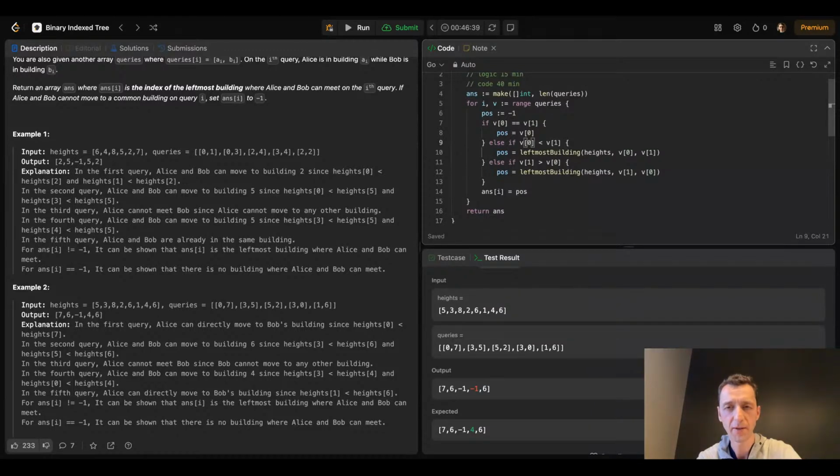So we have a case where B is bigger than A. So it's 3. Oh, wait a second. Oh my goodness. Jeez. I messed up these comparisons.